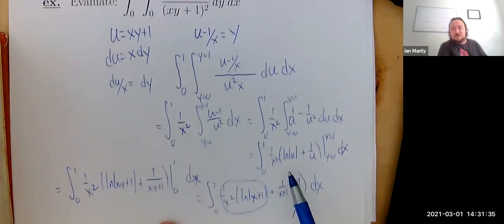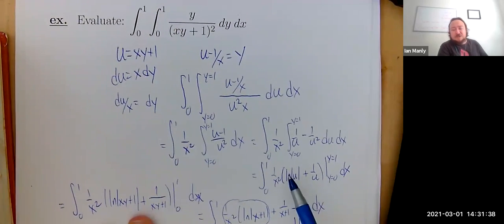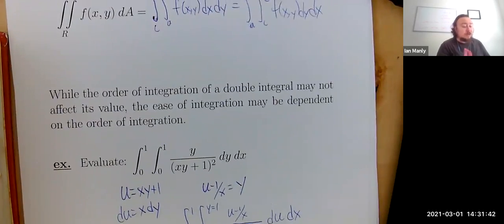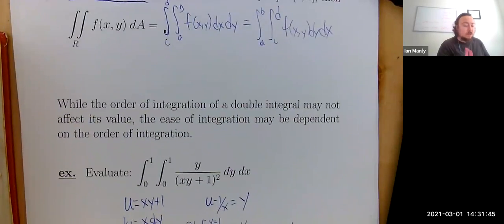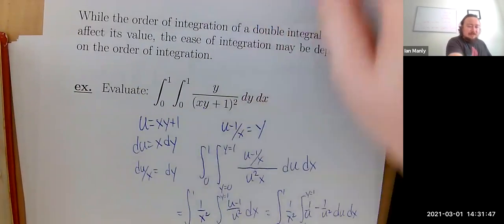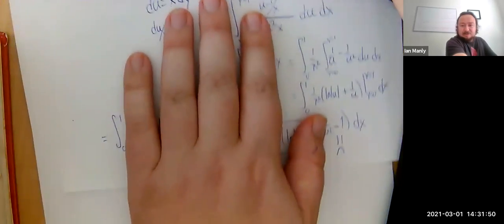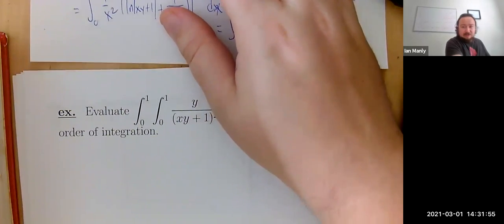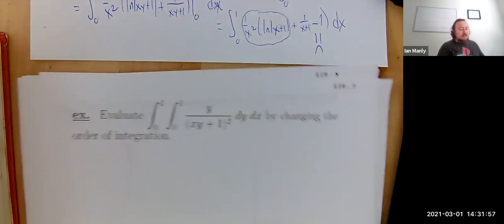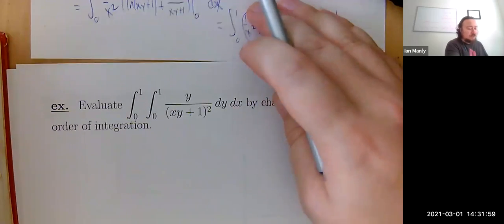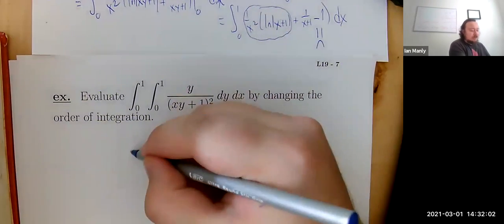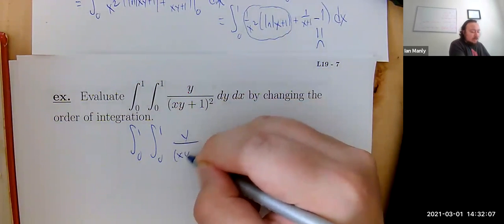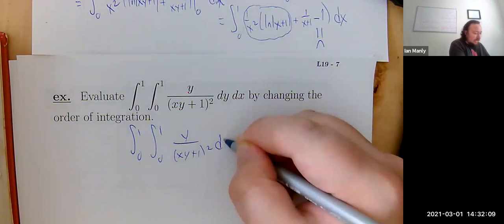So what are we supposed to do? Well, we don't need to call upon an integral calculator, fortunately. All we need to do is just flip the order of integration. Why don't we just do x first instead of y? Okay, so why don't we try this again, only this time we're going to do x first. So I'm going to do the integral from 0 to 1, 0 to 1, y over x, y plus 1 squared dx dy.